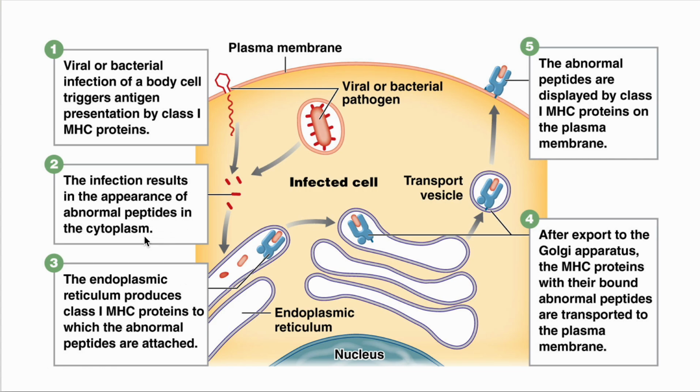And then those little bits of protein from the infective agent, whether it's a virus or a bacteria, will be attached to the MHC1, and then that will be sent to the Golgi, and then the Golgi apparatus will package it up in a vesicle and send it up to the surface of the cell. And so now our infected cell is displaying our antigen from the infectious agent on an MHC1 protein on the surface of the cell membrane.